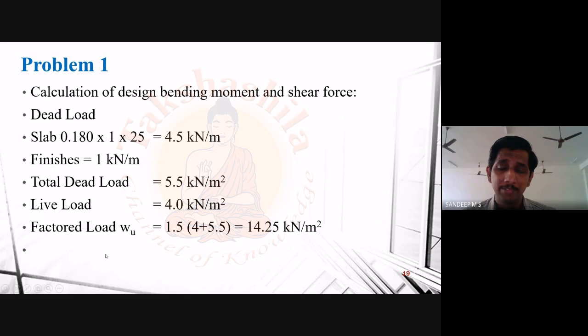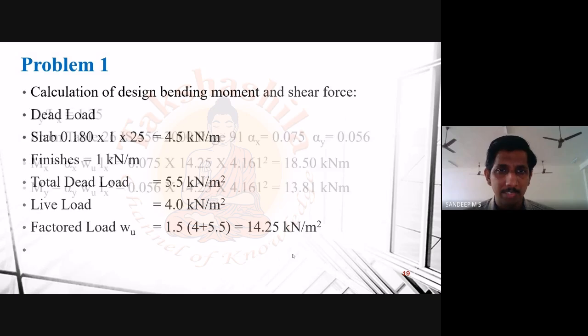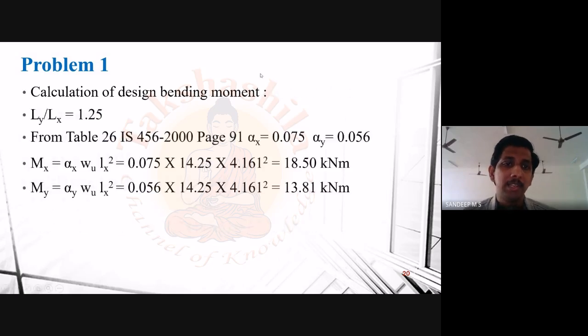Then we have to calculate the factored load Wu, which is equal to the factor of safety multiplied by the sum of dead load and live load. That will come around 14.25 in this particular case. After this, what we have to do is that we have already calculated the value of Ly by Lx, and from Table 26 of IS 456, we have to find out the value of alpha x and alpha y. Table 26 will come in Annex D. So let's go to the code now.